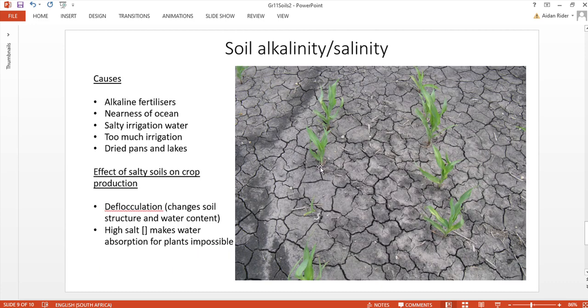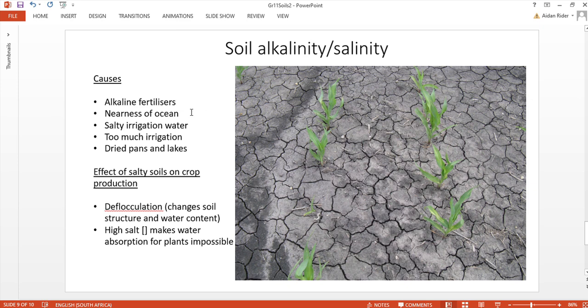You can see all the cracks on this type of soil, deflocculation happening. Okay, so what causes your basic or alkaline soils? Alkaline fertilizers will increase the amount of hydroxyl ions in the soil and lessen the amount of hydrogen ions. Then the nearness of the ocean is also a factor.